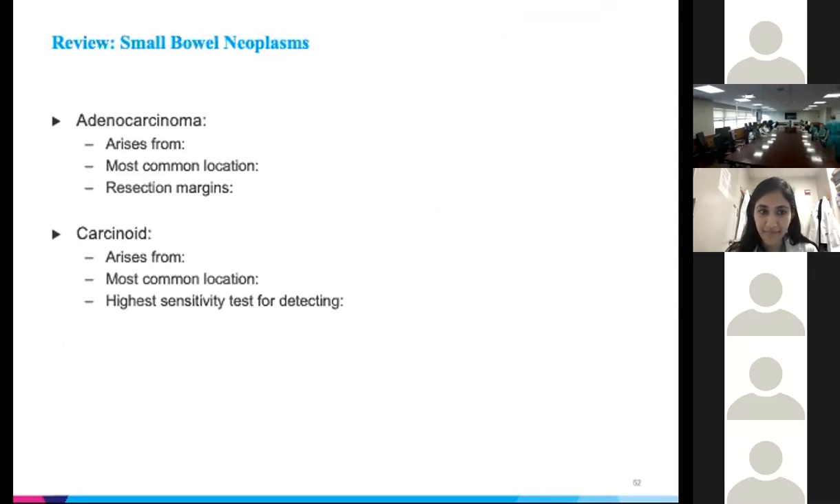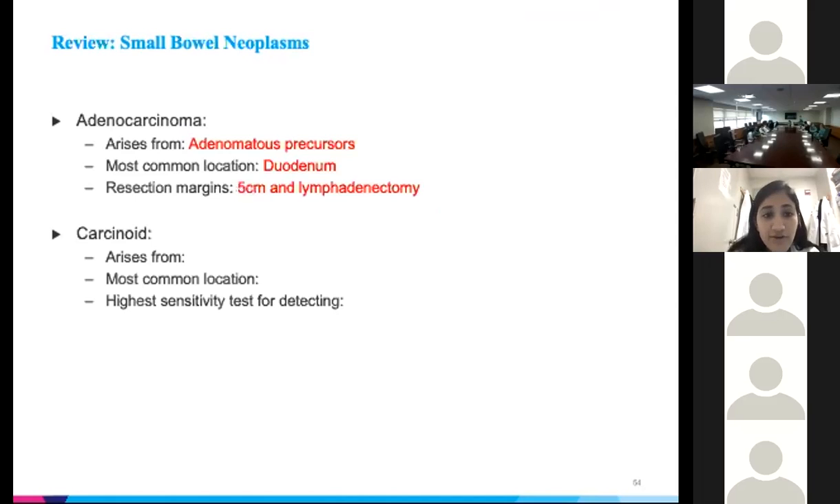Adenocarcinoma. It's most common in the duodenum. It arises from adenomas, like adenomatous precursors. The resection margins are, I think, grossly negative. So for adenocarcinoma, you do want a 5-centimeter resection margin. You want an R0 resection for carcinoids, but for adenocarcinoma, you do want a 5-centimeter margin.